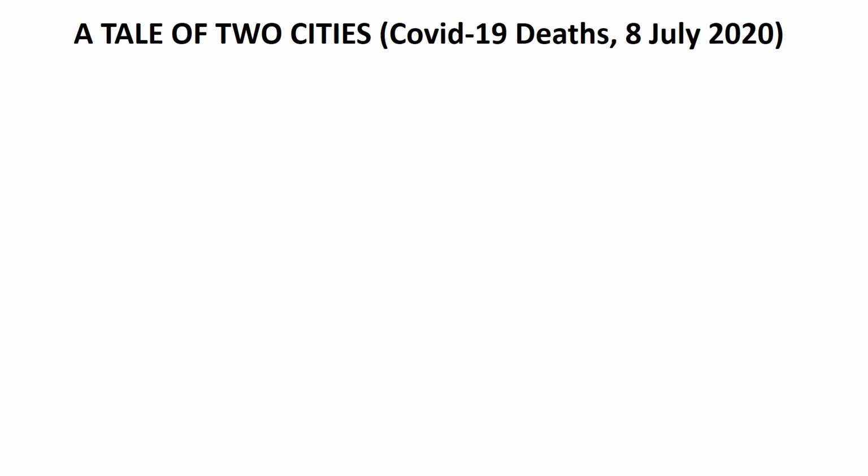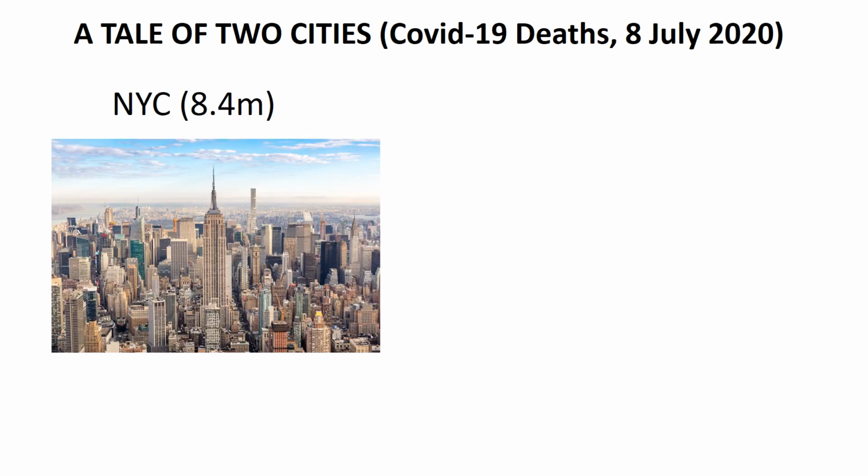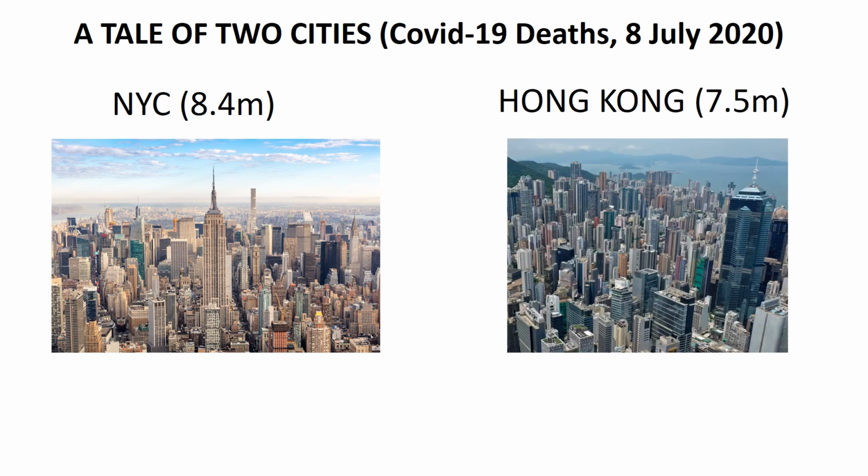So before we start, let's put everything in perspective as of today, the 8th of July, 2020. Let's look at a tale of two cities. New York City, 8.4 million people, and Hong Kong, similarly large, 7.5 million people. Both islands, both surrounded by water, and both densely populated. New York City had 18,508 deaths, and Hong Kong had 7 deaths.